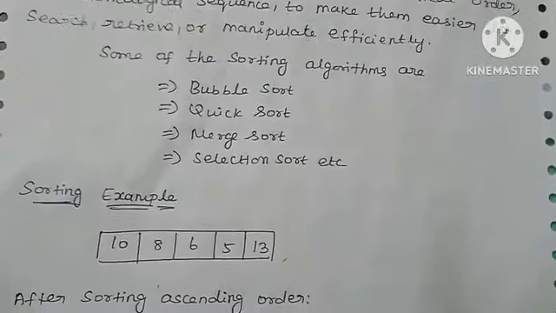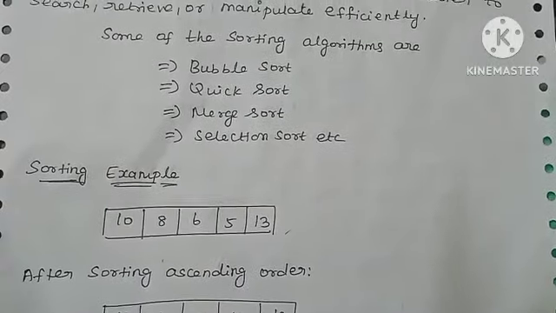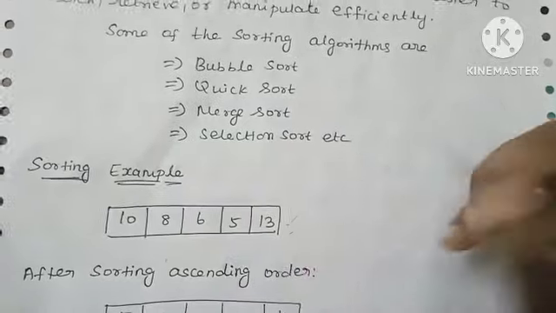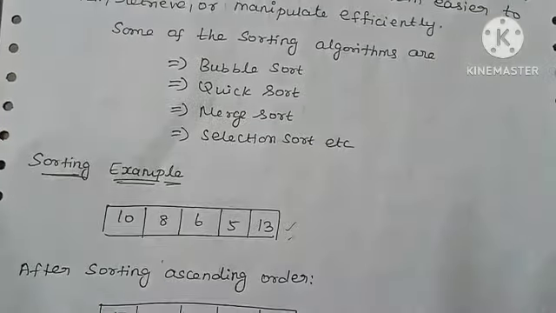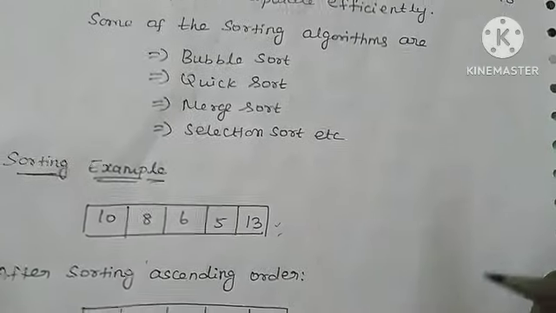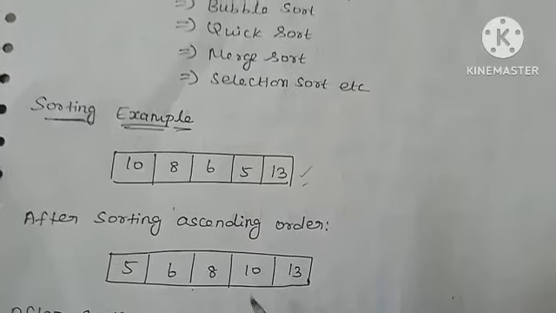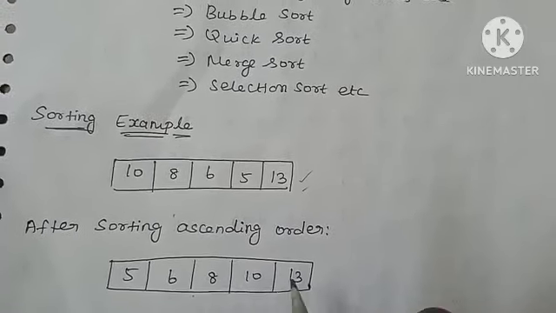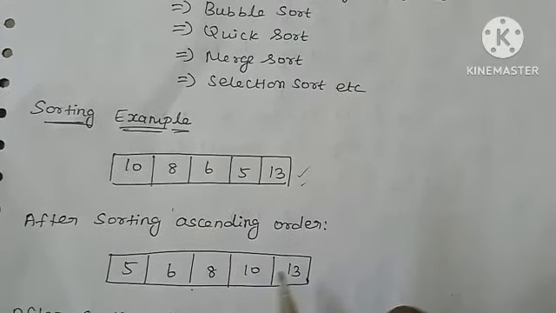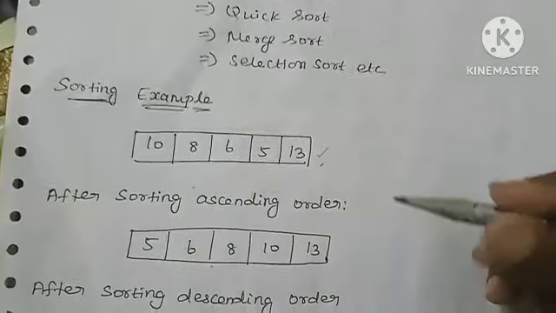First we see a simple example for sorting. This is our array of elements. First we sort the elements in ascending order. We can use any sort, for example bubble sort, insertion sort, merge sort. The ascending order is from the smallest number to the highest number. The array will be like this: 5, 6, 8, 10, 13. This is the ascending order.